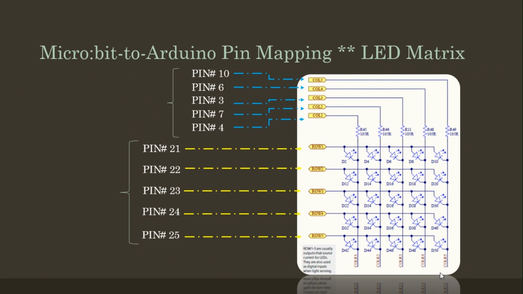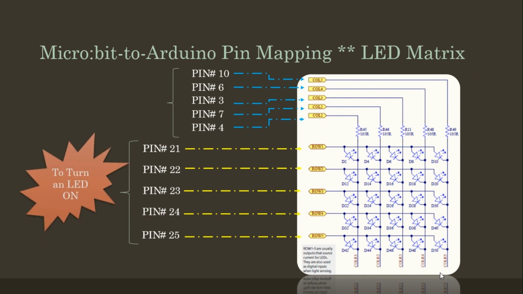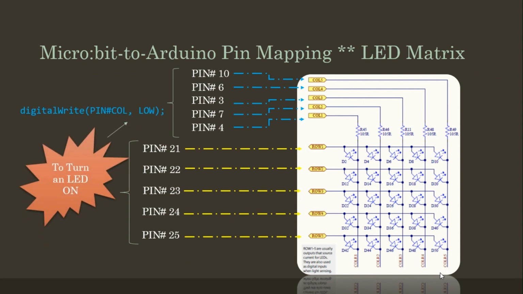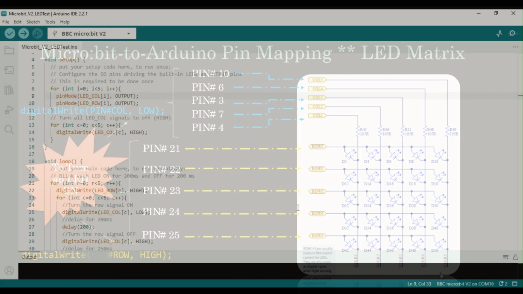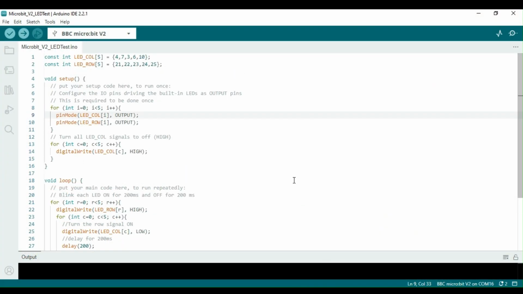Now that you have the pin numbers for the LED anode and cathode signals, working with the board will be as simple as any other board supported by the Arduino IDE. To turn an LED on, you need to set the pin mode of the corresponding row and column signal to output. Then, you can use the digital write function to drive these signals to high or low. For turning on an LED, the column signal should be driven to low, while the row signal should be driven high. Let's check whether we can use the pins to access the LEDs.